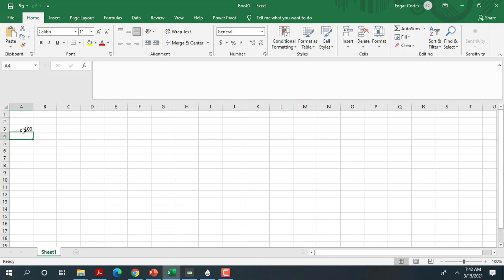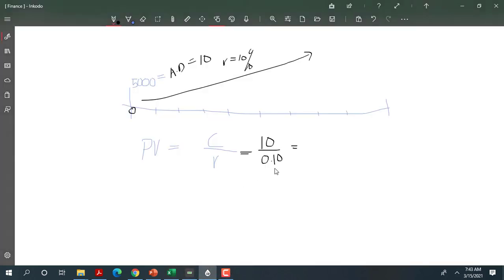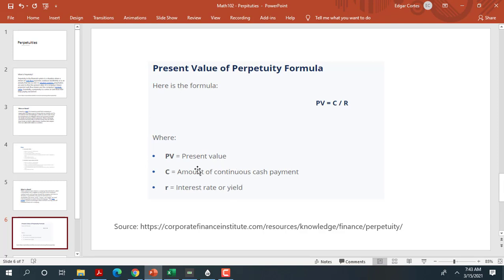So that's 100, right? That's $100. So what is 100? Meaning 100 is the amount you receive. This is your PV, meaning this is your present value. So C, the 10 peso, is the amount of continuous cash payment. In a stock, for example, this is your dividend, and there's an interest rate or yield which is R, 10% for example. So that is our PV.